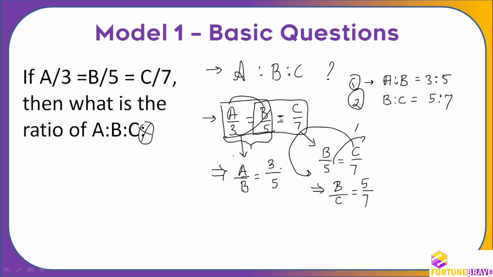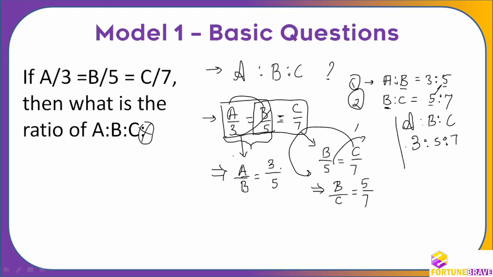So what is A is to B is to C? B is the same here, no need to worry. We are going to learn combining of ratios, that is compounding of ratios, which is what we call it when we multiply two ratios, later. But now, because B is the same, I can write it directly. A is to B is to C is 3 is to 5 is to 7.